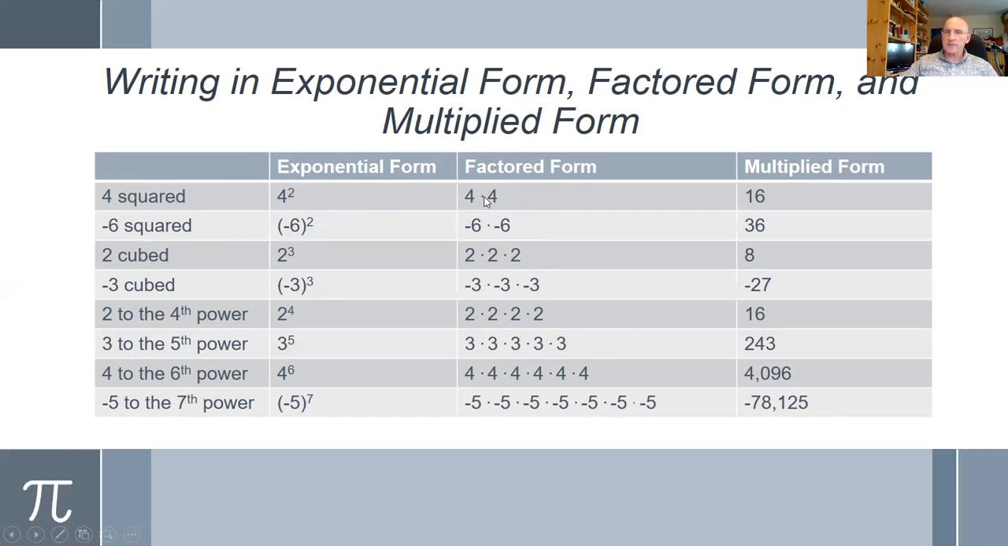So remember we had talked about factors in topic 1. And then multiplied form is multiplying together. So 4 times 4 equals 16.